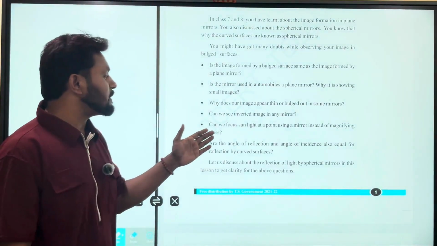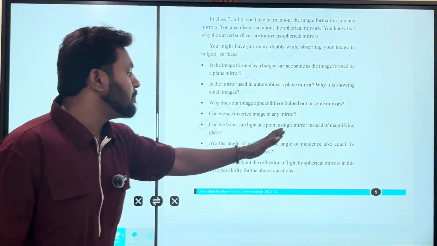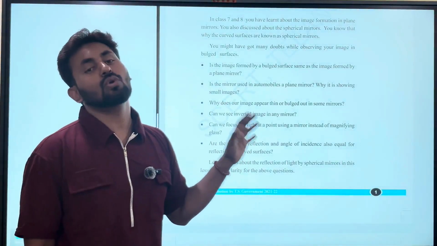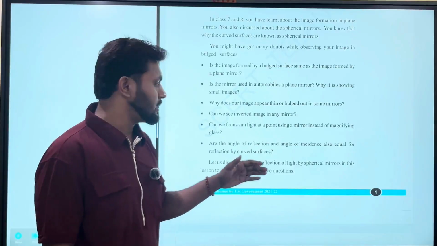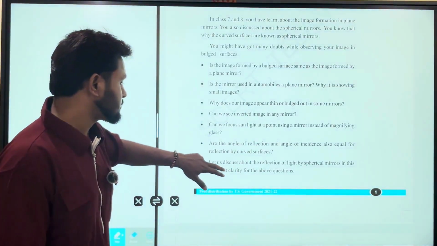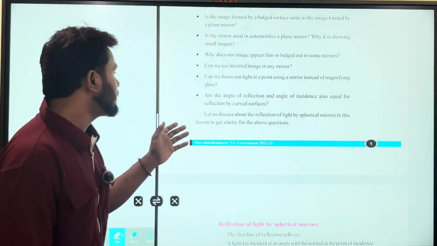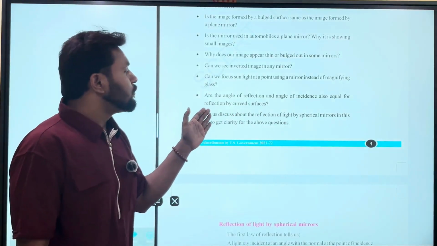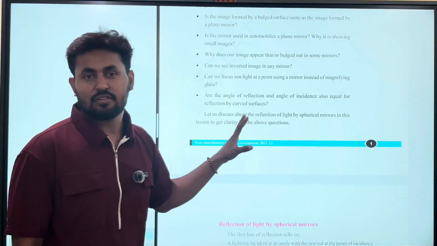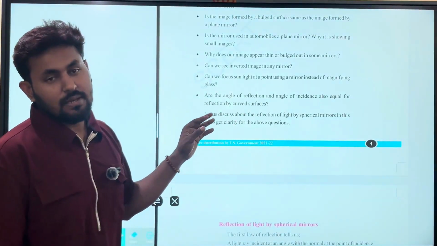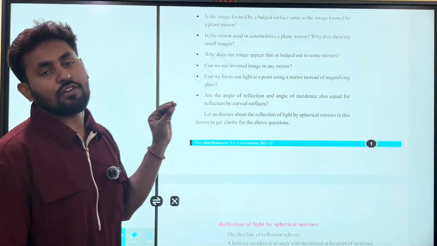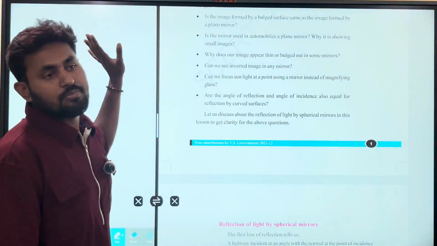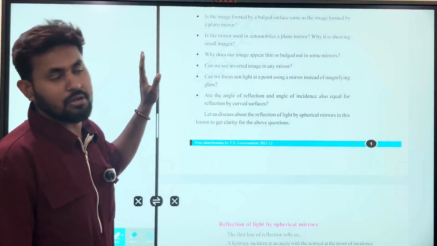Again, the next question we have: can we focus the sunlight at a point using a mirror instead of a magnifying glass? Yes, we can. You will get to know this in the next coming sessions. The last one is: are the angle of reflection and the angle of incidence also equal for reflection by curved surfaces? Yes. The angle of incidence and angle of reflection remain the same, as we have already studied for the laws of reflection for the plane mirror.